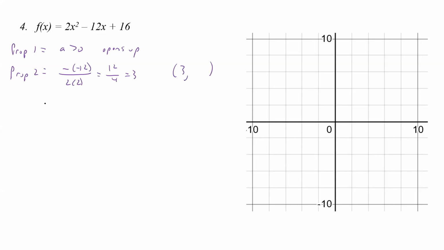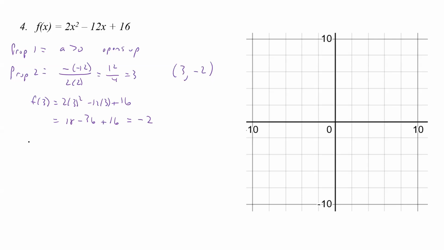Okay, now we plug in f of 3. So 2 times 3 squared minus 12 times 3 plus 16. So that's going to be 9 times 2 is 18, minus 36, plus 16. That's going to be equal to 20 minus 32. So that's going to be a negative 2.